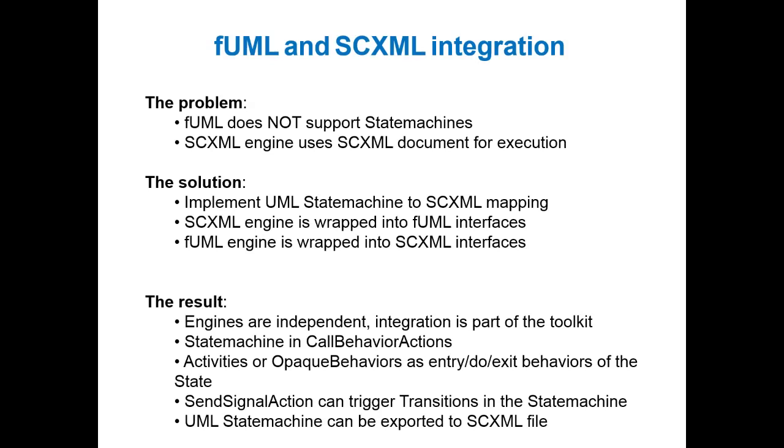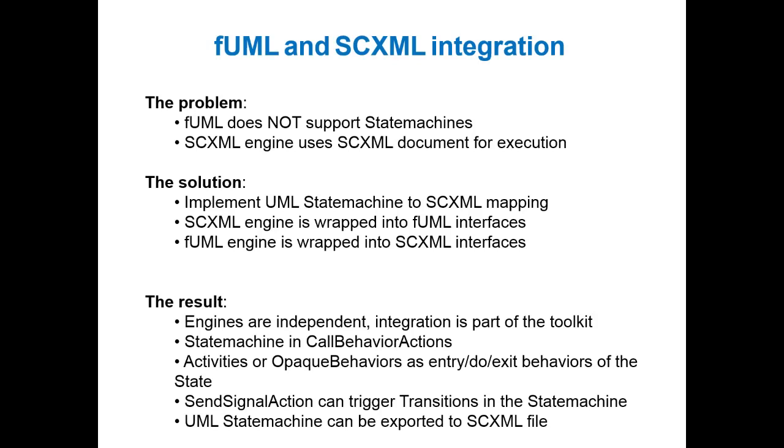The problem that Nereus faced in the beginning was that fUML does not support state machines, and that the SCXML engine uses a text document for execution, so you have to load a file and execute it. The solution he came up with was to implement a mapping from UML state machine to SCXML, which we also have done at ESO, where we have a framework to generate production code from UML models using the SCXML engine. Then there was a wrapping of the SCXML engine into fUML interfaces, and of the fUML engine into SCXML interfaces, so you have a complete integration.